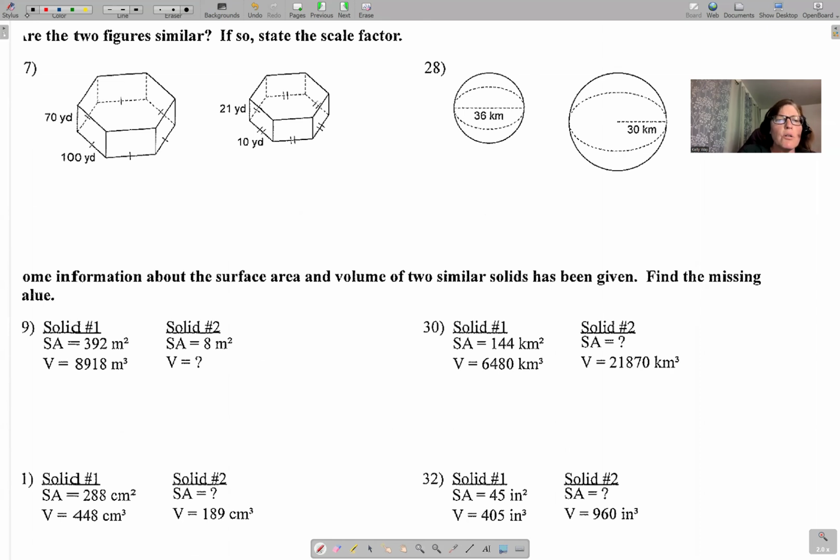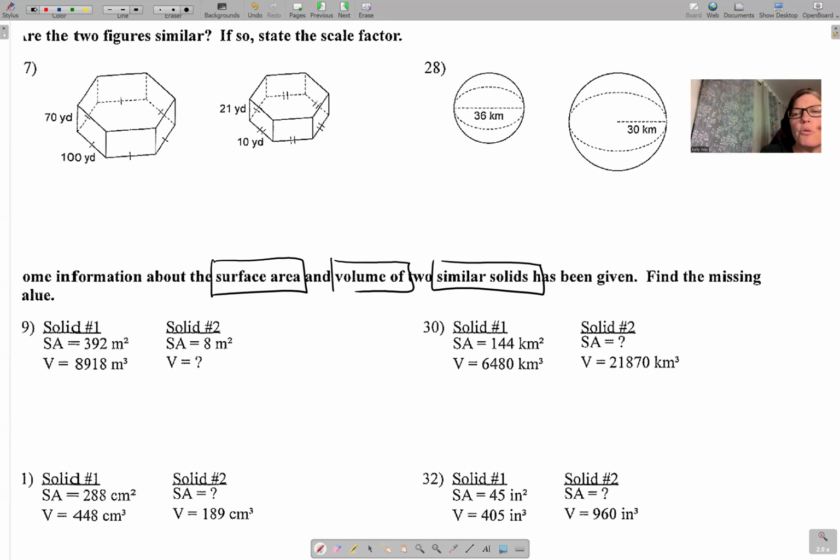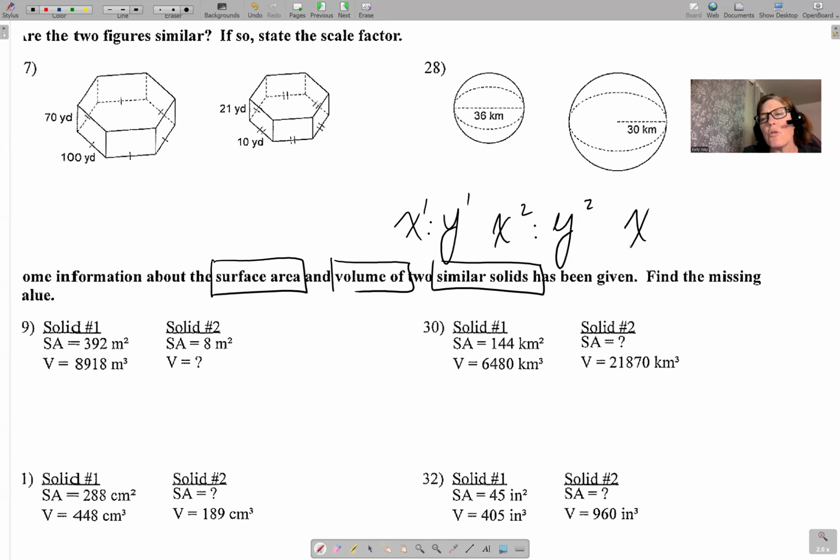It says right here, we have information about the surface area and volume of similar solids. Once you establish something is similar, when you change dimensions, you change ratios. This is where you have to do your x to the first, y to the first, x to the second, y to the second, x to the third, y to the third ratios. You have to do all 3 in order to establish your ratios to solve.